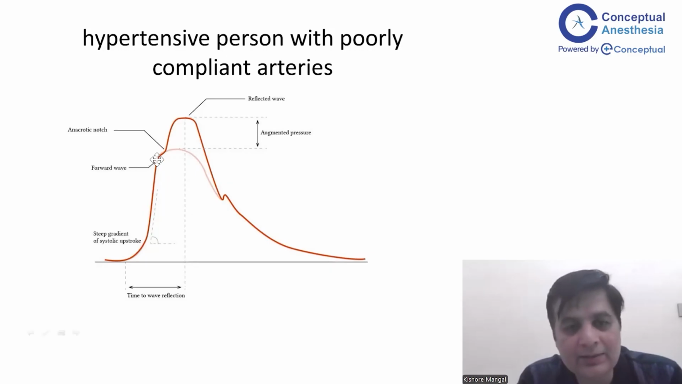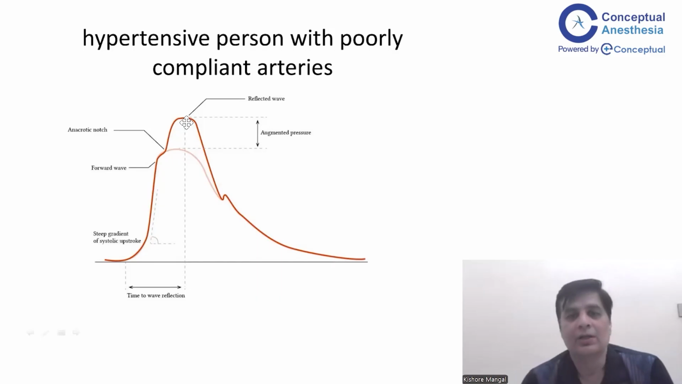And this anacrotic notch is a normal phenomenon. You will see many times, if you observe in your ICU or in OT, that anacrotic notches are there, and we often get confused why this is happening. We should be having a waveform like this and this and this. So this is an anacrotic notch which is normal, and it is because of the reflected wave, and this is the augmented pressure.